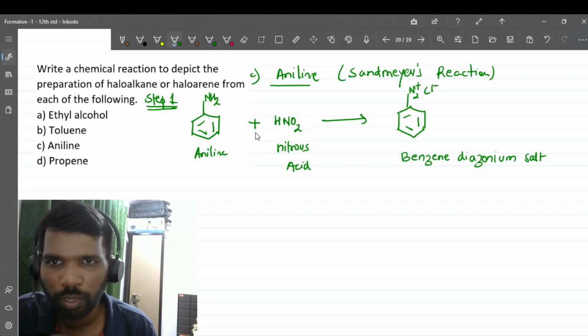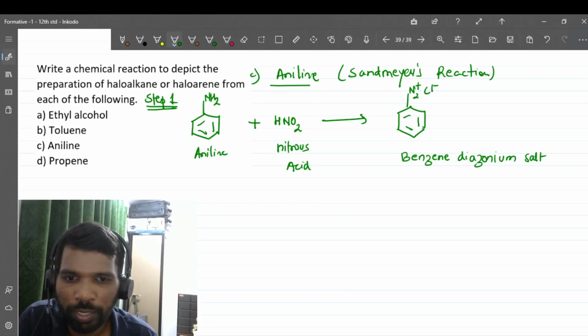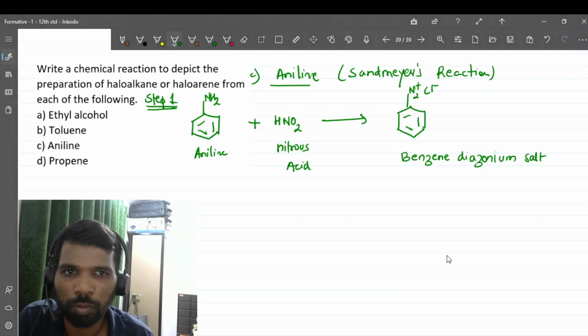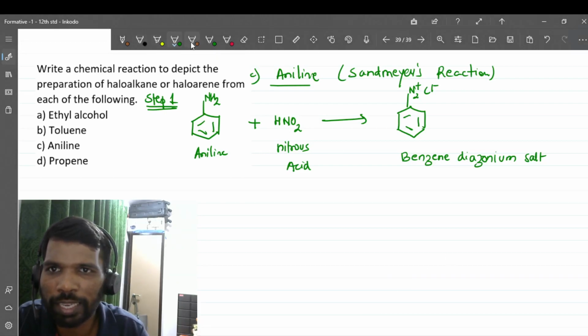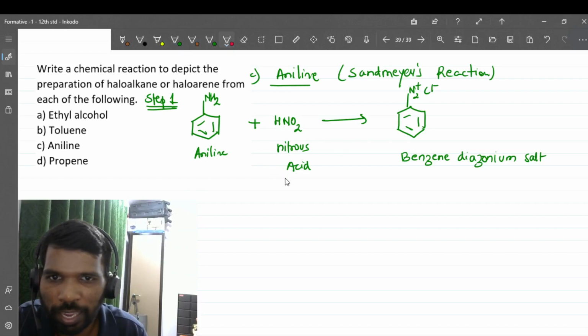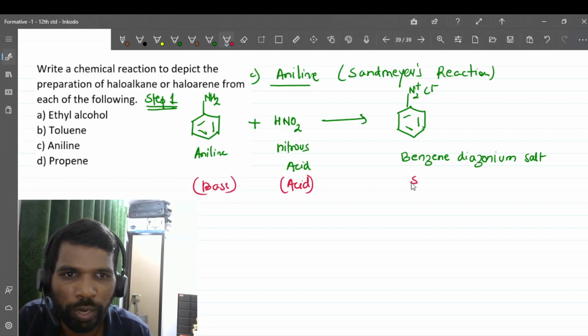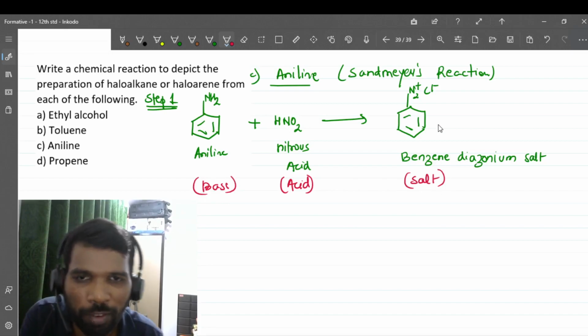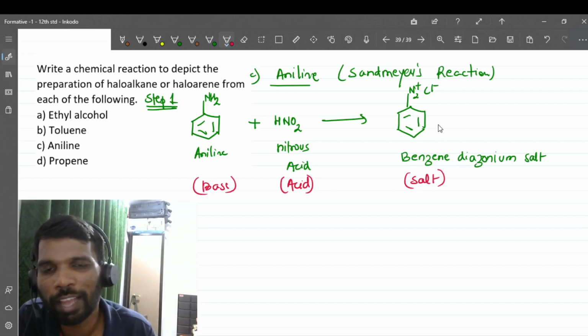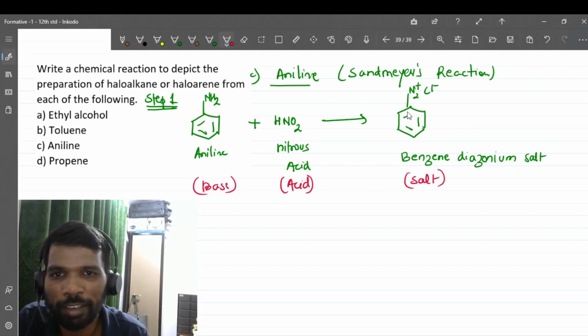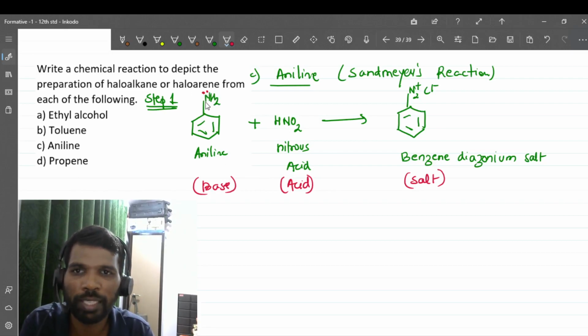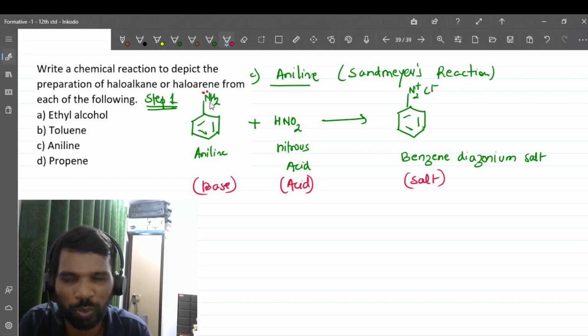And what you are preparing over here is a haloarene. So this is benzene diazonium salt. See, this is an acid and this is a base. Whenever base and acid react, what do you get? You get a salt. This is a basic thing we learn from 9th, 10th standard. Why is this basic? Because this is a Lewis base. It is capable of donating electrons. That's why this is a base.